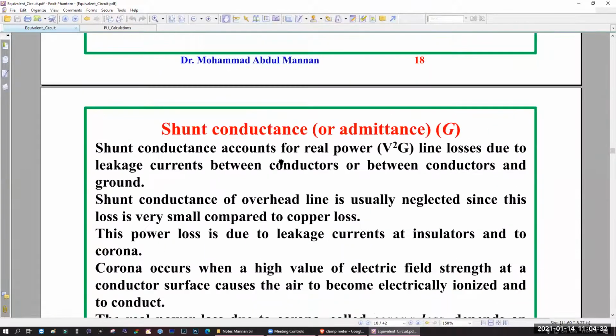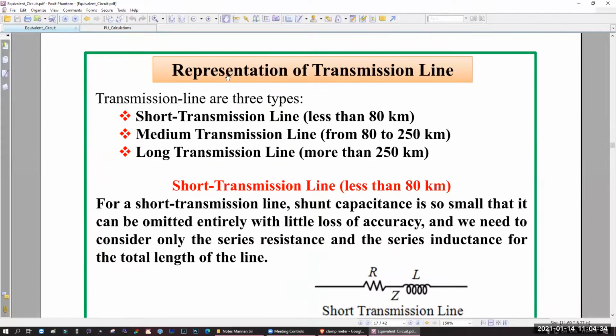Yeah, transmission line. Representation of transmission line. So you have transmission lines of three types. Number one, short transmission line that is less than 80 kilometers, medium transmission line that is more than 80 kilometers to 250 kilometers, and long transmission line which is more than 250 kilometers. Understood? Yes, sir.